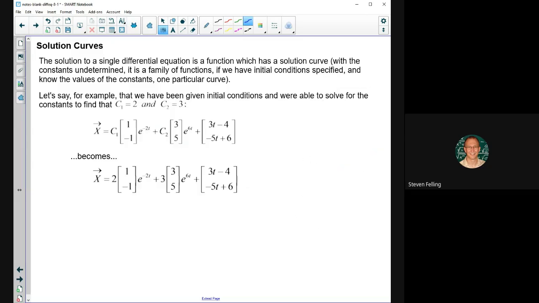Let's say, for example, that the way we would figure out what these constants are is we would have to be given initial conditions, like when t is 0, x is something, and also when t is 0, y is something, or some other point. And you could use that to solve for the constants. So let's say that initial conditions were given such that C1 was 2 and C2 was 3. That means you can just plug that in here and here to get this general solution. And this would be the specific solution curve that goes through the initial conditions point. Right? We have one row here related to the x and one row here related to the y.